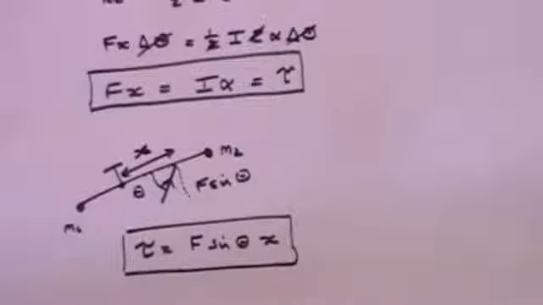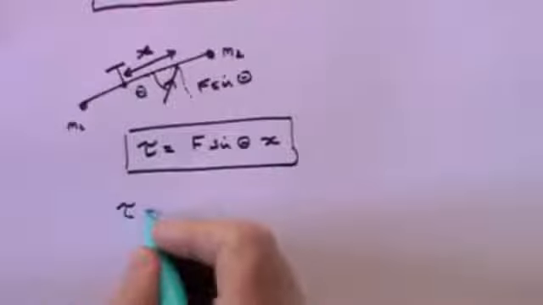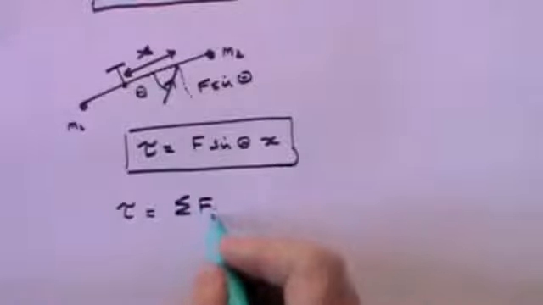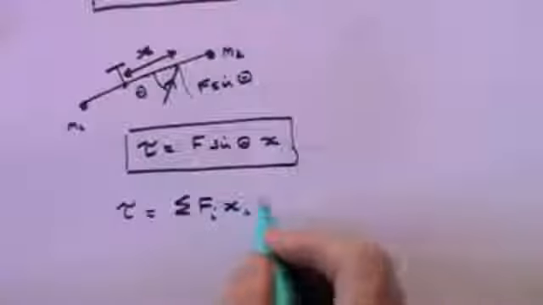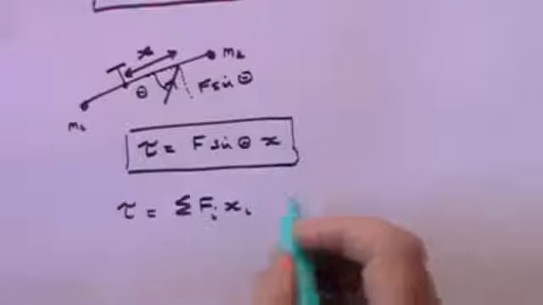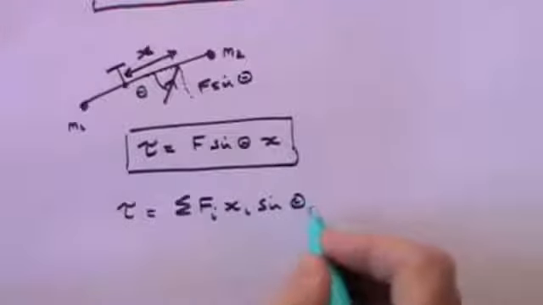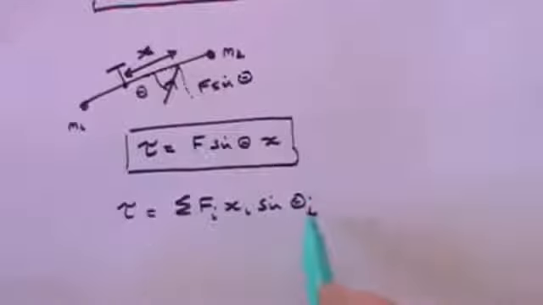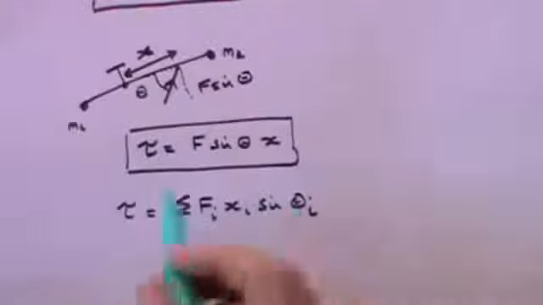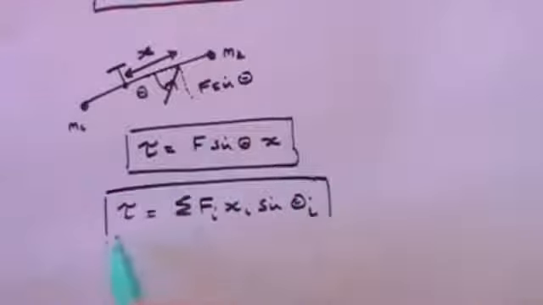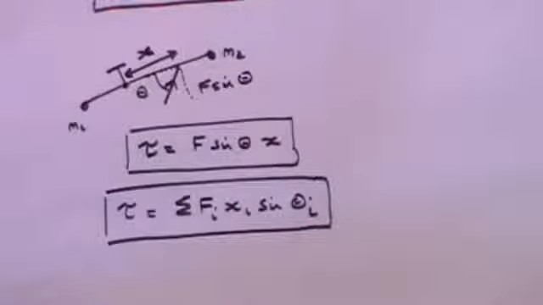So that's the more general form for the torque. It's the force times the sine of the angle between the force and the rod, times the distance from the force to the pivot point. And if you've got several such forces, then the total torque on the system will be the sum of all the forces, all the distances from the pivot point, and the sine of the angles associated with each force. And that gives you the total torque on the system.